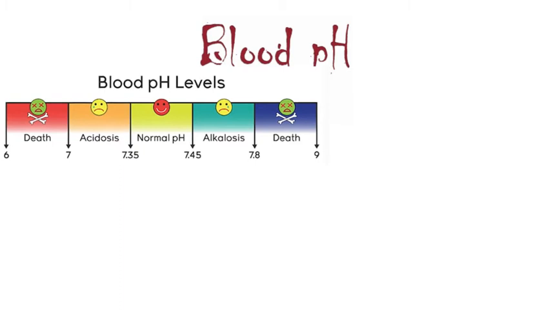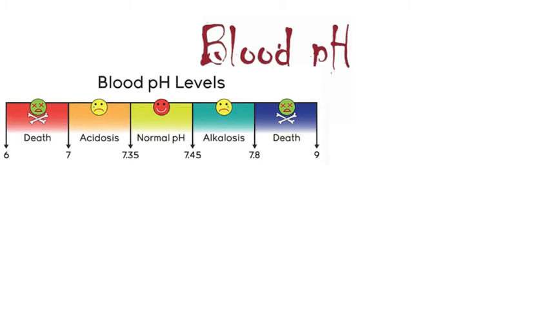It's acidosis. This can be confusing because above 7 is typically considered alkaline, and below 7 is considered acid. However, when you're talking about blood pH, 7.35 and 7.45 are your normal neutral markers, not 7. So you just have to remember anything below 7.35, acidosis. Anything above 7.45, alkalosis.